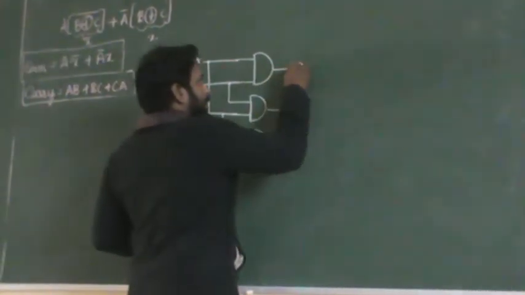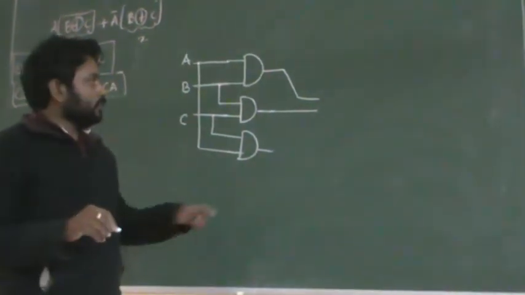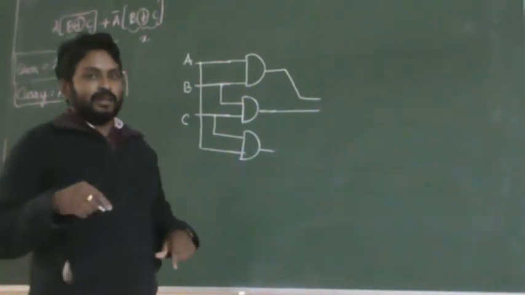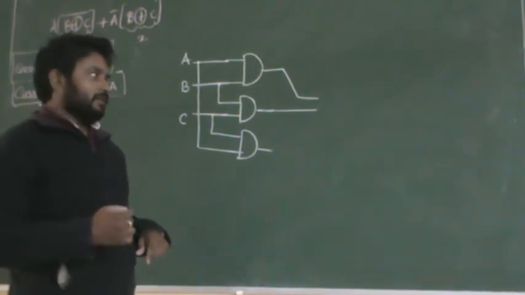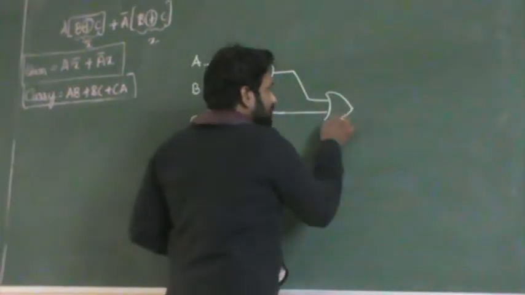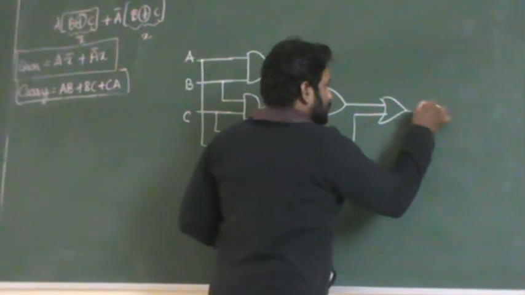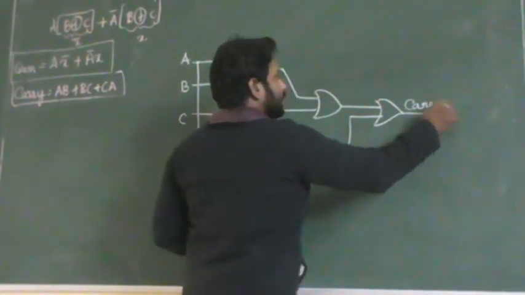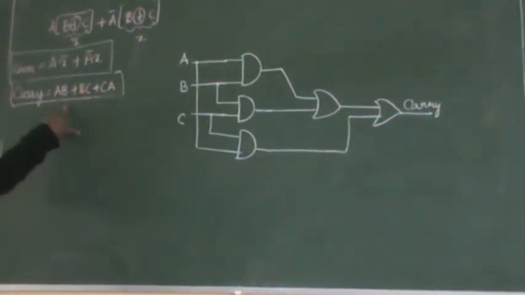Now I have to use an OR gate. As I have already told you, you can use a 3 input OR gate, but in the laboratory there is no availability of a 3 input OR gate. So we will just stick to the 2 input gates. This will be added first, then finally this can be added. So this is your carry. This is the circuit diagram for this particular expression.